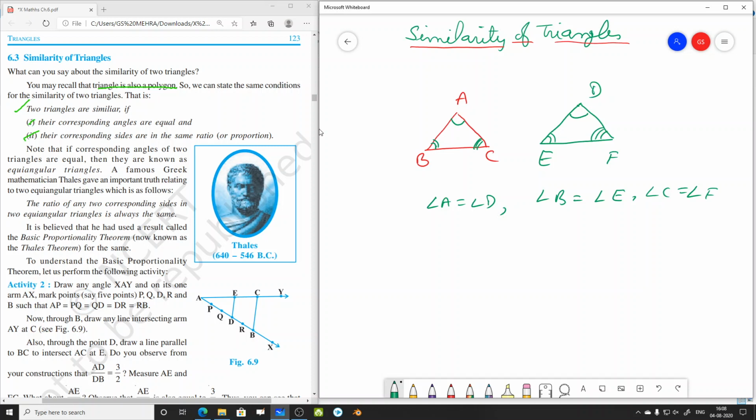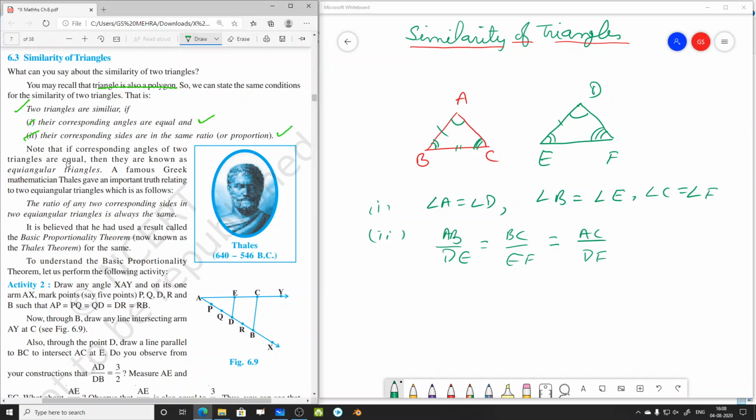So, the first condition, as we have seen, is that the corresponding angles should be equal. And the second condition is that the corresponding sides should be in equal ratio. The corresponding side of AB is DE, so AB over DE should be equal to the second side ratio, BC over EF, and it should be equal to the ratio of the corresponding side of the third one, that is AC over DF. So, these two conditions should be there.